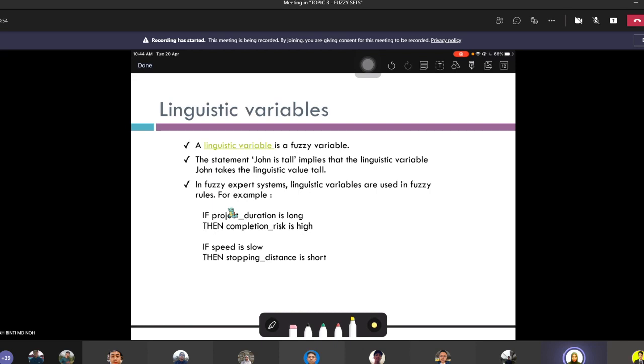Okay. And then the concept of linguistic variable aka fuzzy variable, benda sama je. Okay, so bila kita kata ayat kita John is tall, so the variable is not tall, tall is the value kan, so the variable will be height. Okay, so kena identify variable tu apa, value dia apa. Macam contoh kat sini, this is the variable. Okay, so yang merah ni ialah dia punya value, linguistic value.